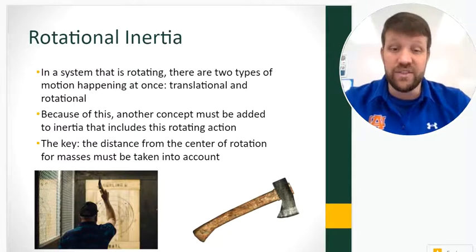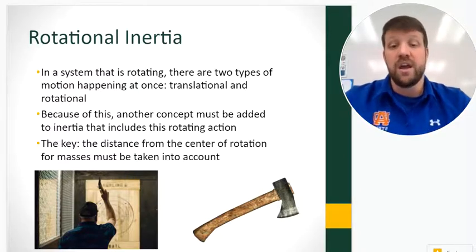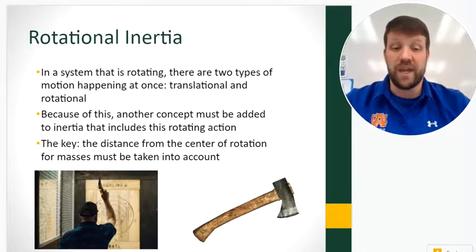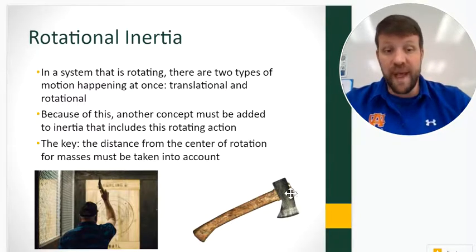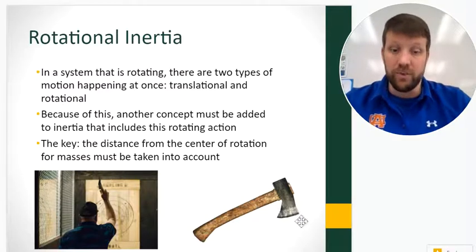And the key here is that the distance from the center of rotation for the masses must be taken into account. So we have this hatchet right here. It's going to be more massive or denser in the metal part than it is in the wooden part. But if I look at just a piece of wood, this is probably its center right there. And so if it was just a piece of wood, it would rotate about this point.